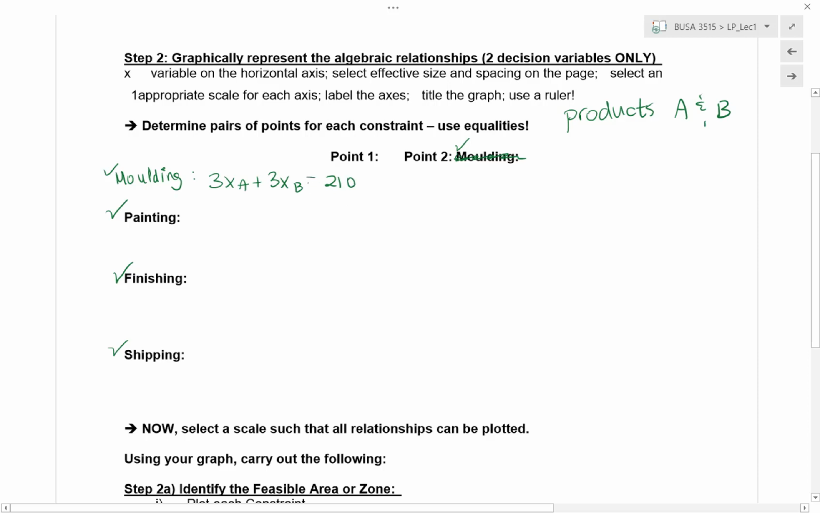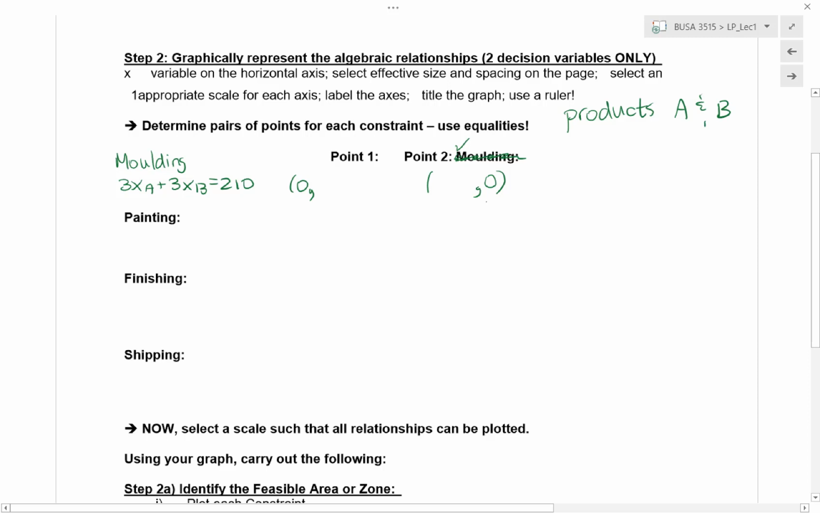Now let's just switch that to an equal sign for now, and let's figure out 2 points on the line 3xa plus 3xb equals 210. So the easiest way to plot this straight line is just to pick 2 points on the line. And the very easiest I find is to try the 2 points where one of the values is 0.